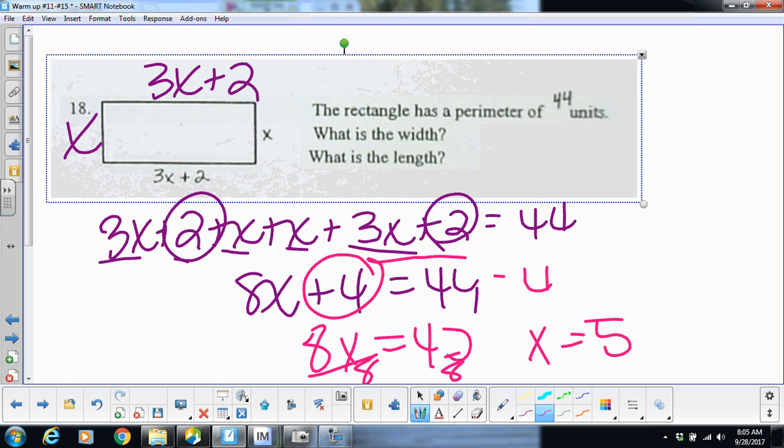What is the width? The width is going to be 5, and then the length is going to be 3 times 5 plus 2, or 15 plus 2, which is 17.